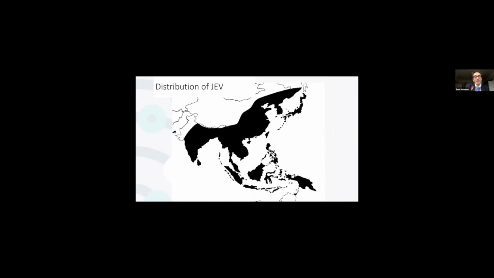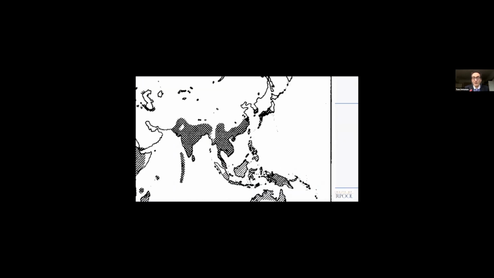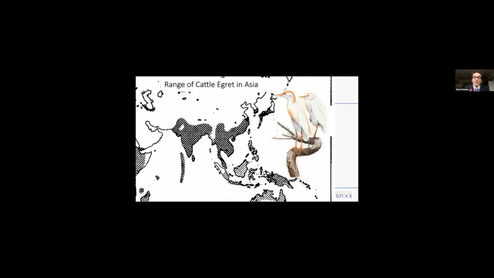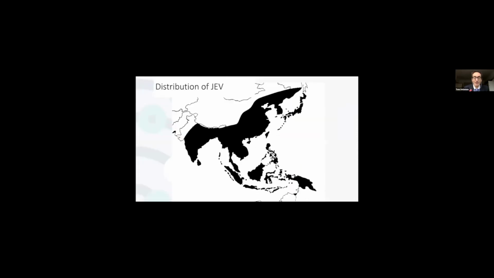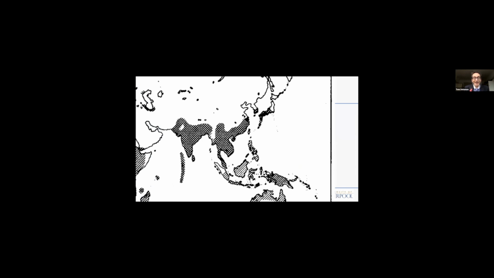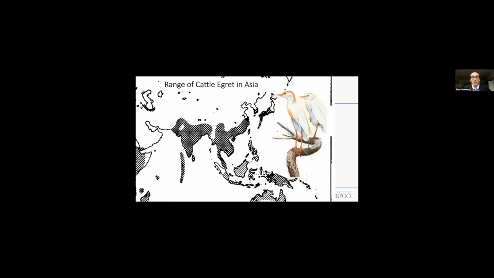Just to come back to JEV and our thinking around One Health aspects of this. So this is the map of the virus. And then I came across this map not long afterwards. And this is actually a map of the distribution of the cattle egret across Asia. And you can see, you don't need to be a genius to see that there's some overlap there. And in fact, the cattle egret, we now know, is critically important for the virus spreading to new areas.